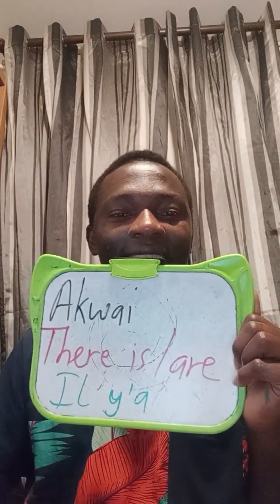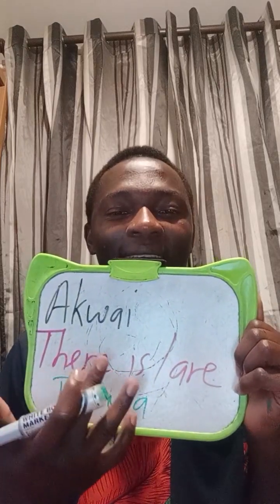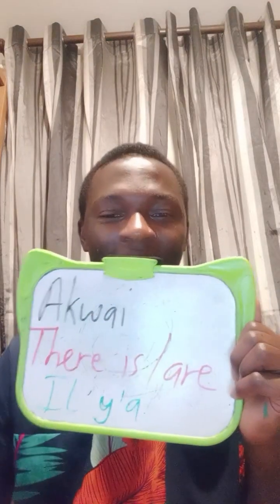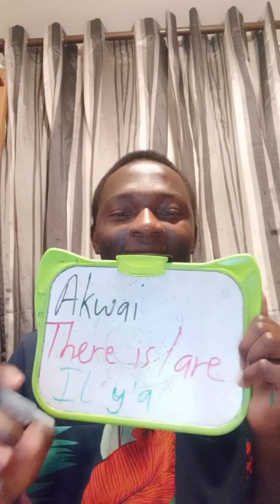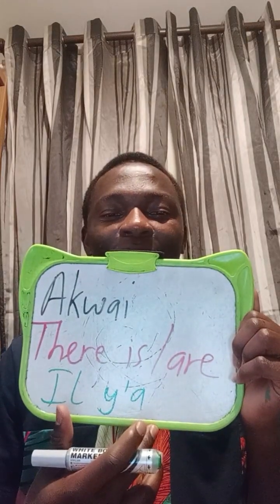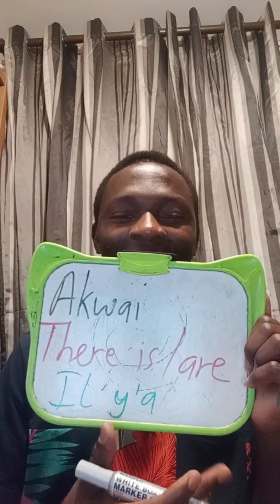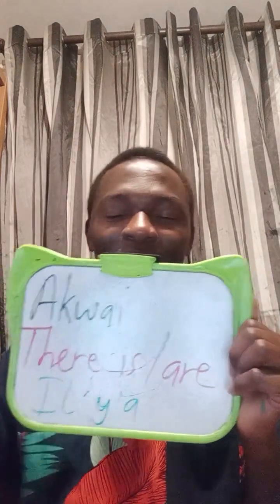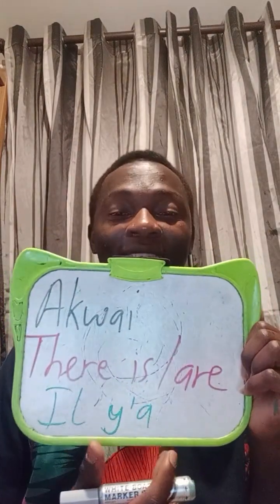There is an orange seller here. You say, Akwai mai sayar da lemu nan. Il y a quelqu'un qui vend d'orange ici. That's how you say it in French. But in English, there is an orange seller here. Akwai mai sayar da lemu nan.